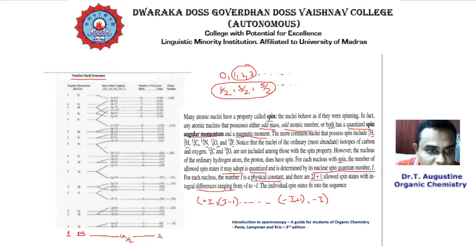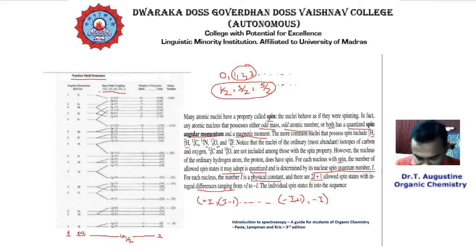Now this shell structure has 1s, 1p, 1d, 2s, 1f, 2p, etc. And this is common for both protons and neutrons. So for protons you will have a shell structure like this, and for neutrons you will have a shell structure like this. And you can see here we have the spin orbit coupling, which is given as 1 by 2, 3 by 2, 5 by 2 and 7 by 2.